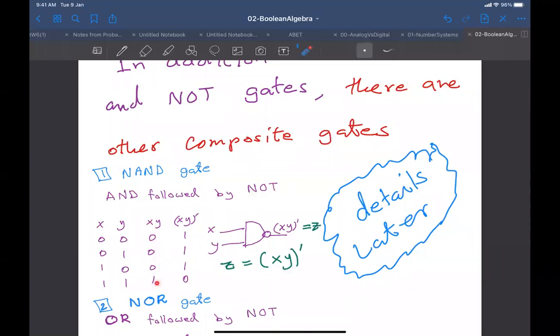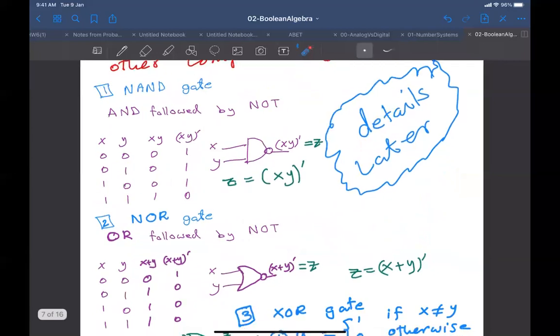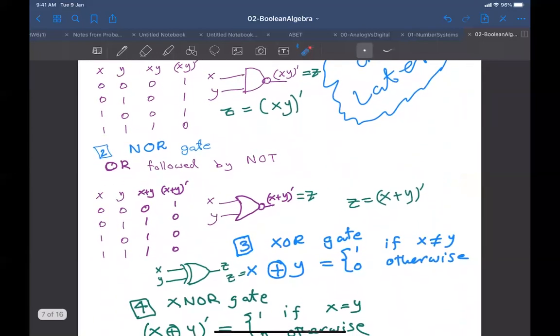you generate the truth table for the AND, which is X ANDed with Y, and then you complement these. So whenever you have a 0, it turns to a 1, and whenever you have a 1, it turns to a 0. So the output, which is Z, is algebraically equal to X ANDed with Y, and then between brackets we have a prime here to indicate the complement. Similarly, we can define the NOR gate, which is OR followed by NOT. And this is the truth table.